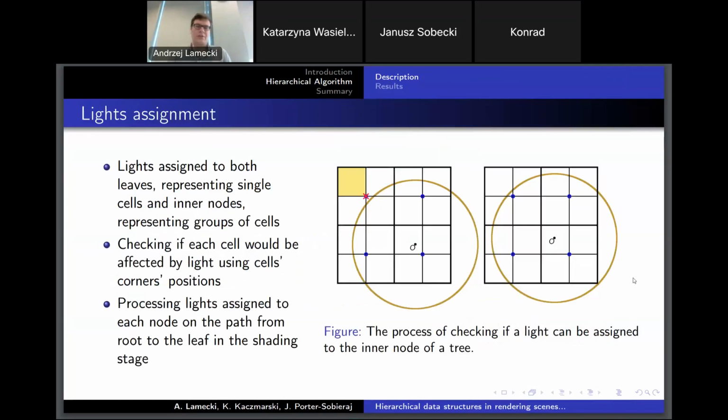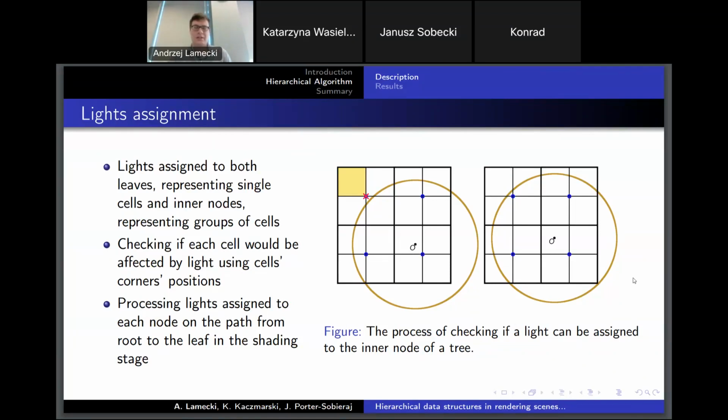Once we have built our org tree, we have to assign lights to it. We assign, as I mentioned, lights not only to leaves, but also to the internal nodes representing groups of cells. We decided that we assign a light to the internal node if it could be assigned to each cell in the group represented by that node. For this, we are using cells' corner positions and comparing their distance to the position of the light with the light's range.